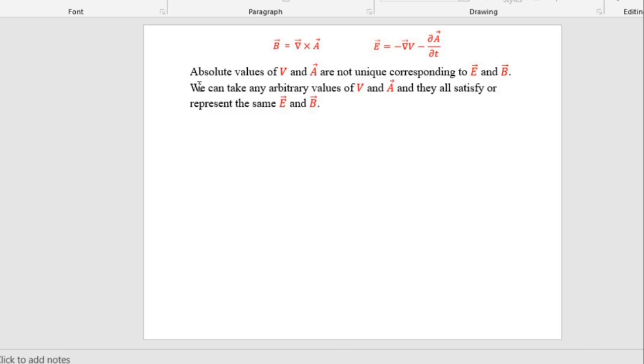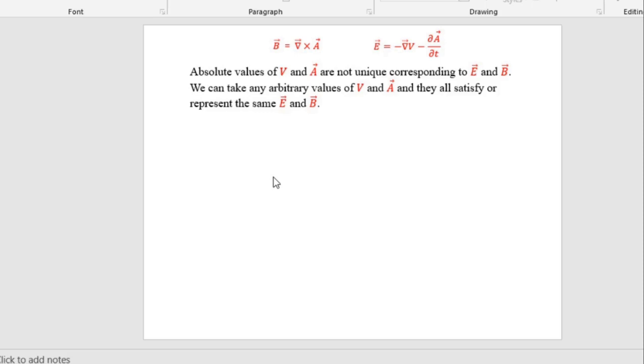Okay, we can take any arbitrary values of V and A. That means here we can take any arbitrary values of A and V, and they will all satisfy or represent the same electric field E and the same magnetic field B. Let us discuss something more about this property. Actually, we are aware of this kind of property of potentials.